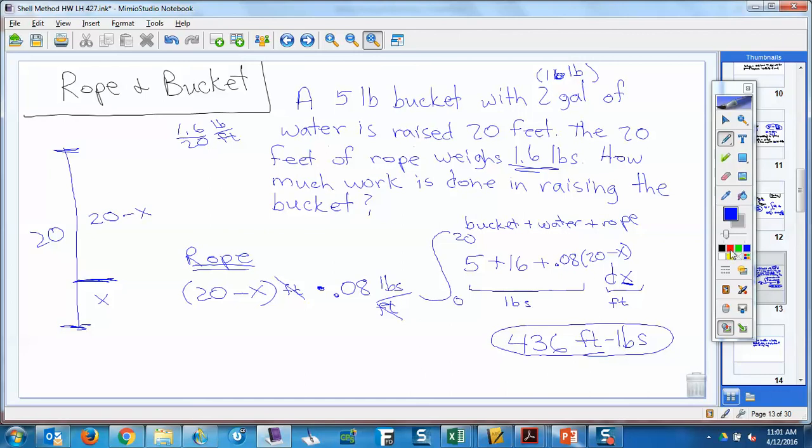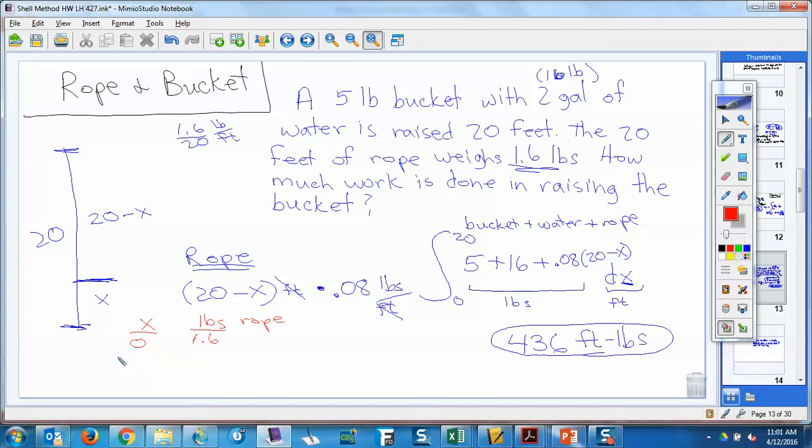Now, here would have been an alternative for how you could have got the rope. You could have said X. You've got to understand, though, that X is how much you've lifted it, okay? And then this would be the pounds of rope right here, kind of like an X and Y, okay? So when you've lifted 0, how many pounds of rope do you have?